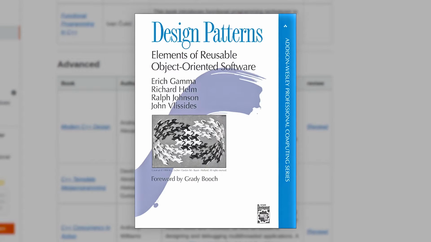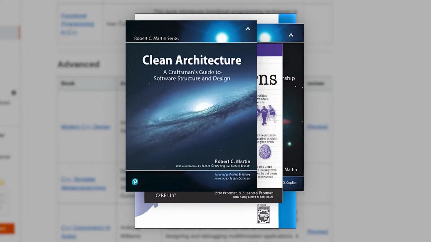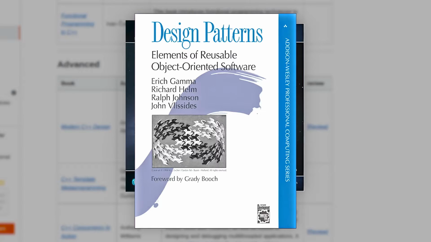Actually, Design Patterns is a book written by some good guys called the Gang of Four and published in 1994. There are a lot of useful books around: Clean Code, Head First Design Patterns, Clean Architecture, and many others. This book is one of the most important books for software engineering.